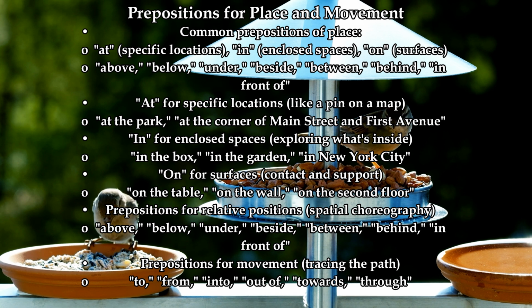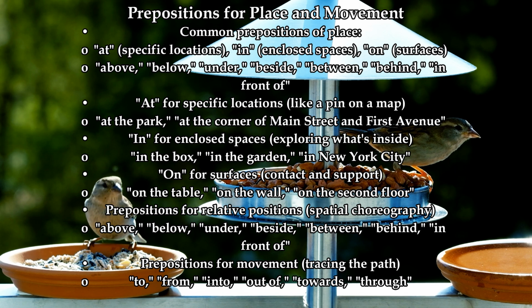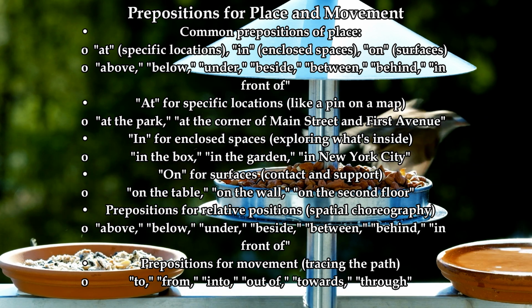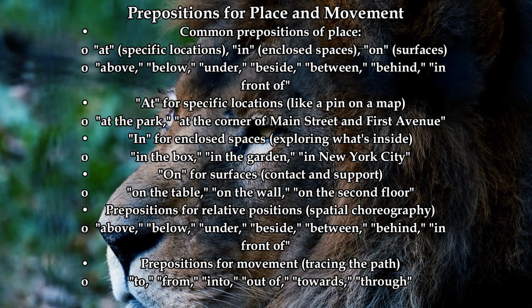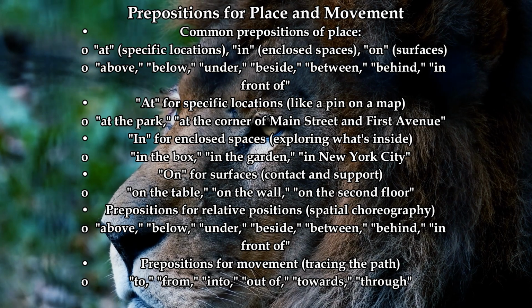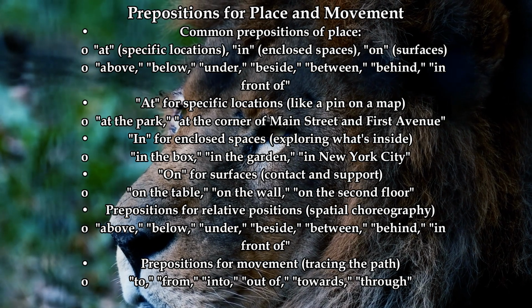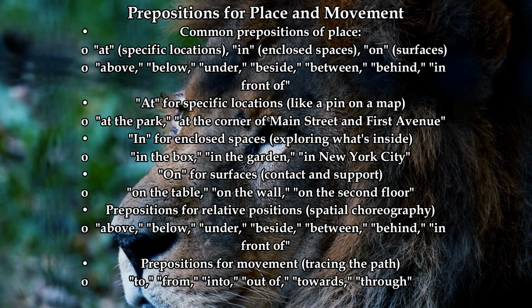For surfaces, on is our go-to preposition. We place things on the table, hang pictures on the wall, or find ourselves on the second floor. It's all about that contact and support. Prepositions like above, below, under, beside, between, behind, and in front of help us describe the relative positions of objects or people, like a spatial choreography of words.